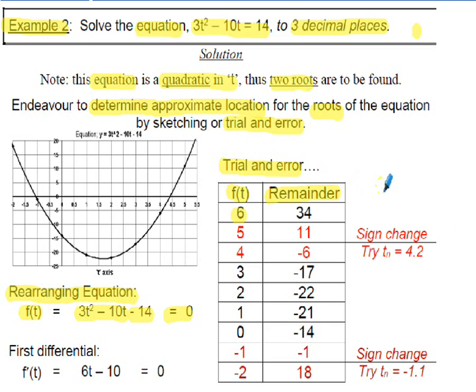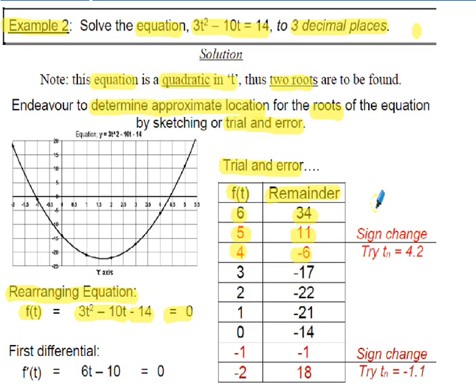If I start with the value of 6 for t, I simply put 6 into the function of t equation. So that will be 3 times 6 squared minus 10 times 6 minus 14. In this case, the remainder is positive 34. If I put the value of 5 into the function of t equation, that will now be 3 times 5 squared minus 10 times 5 minus 14, producing a value of positive 11. So no change of sign between t is equal to 5 and t is equal to 6. If I now put the value of t is equal to 4 in the equation, I get 3 times 4 squared minus 10 times 4 minus 14, that gives a remainder of negative 6.